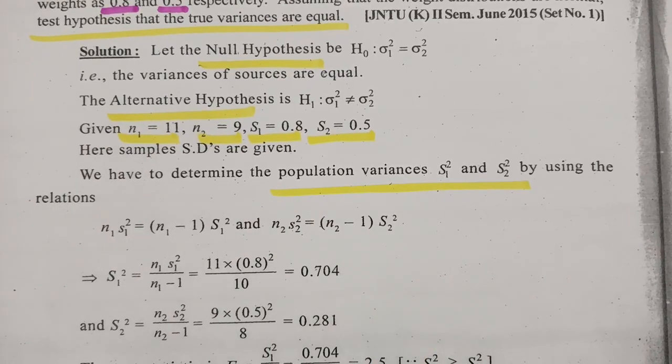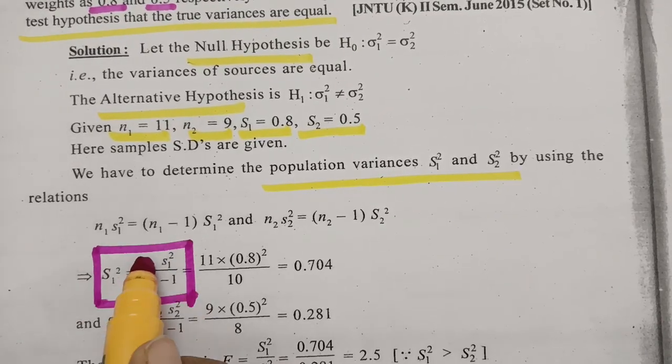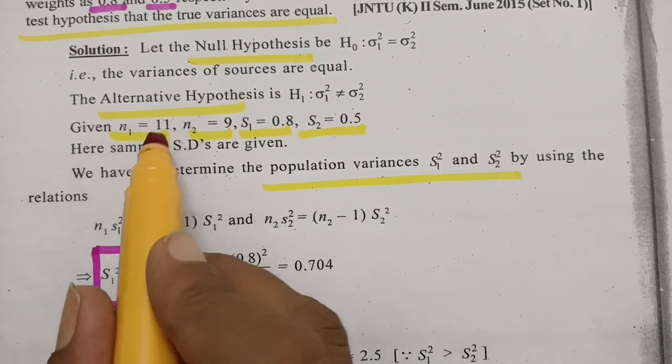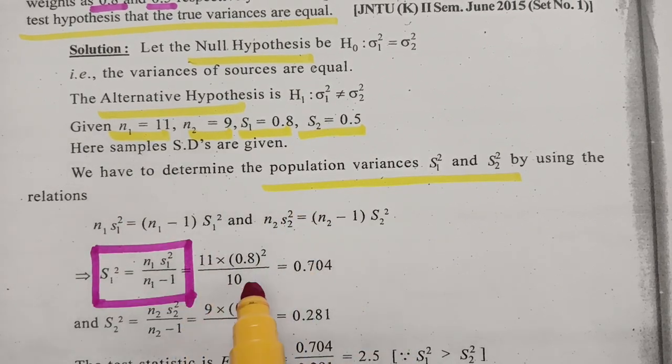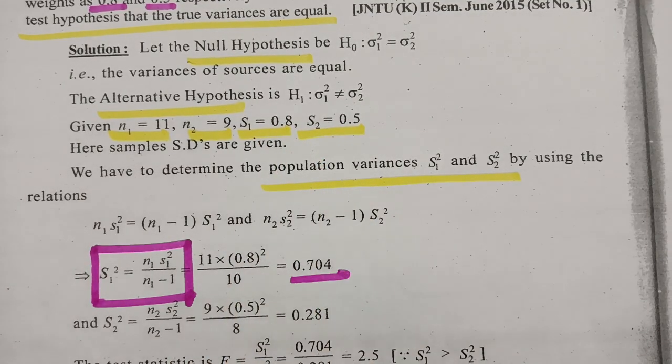So this is the formula here. For capital S1 square, the formula is very simple. That is n1 by n1 minus 1 into s1 square. What is n1 here? n1 is 11. This is 11 by 11 minus 1, that is 11 by 10, into 0.8 whole square. The value here is 0.704.